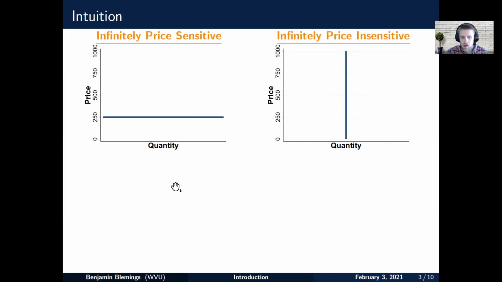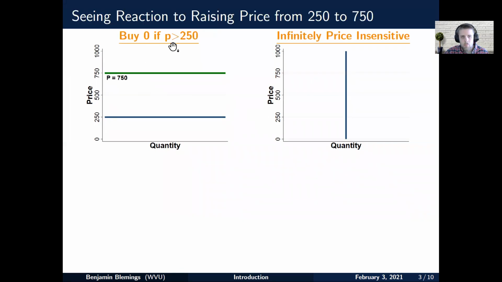So the intuition behind this is that in a perfectly elastic demand curve, this individual is infinitely price sensitive. If the price goes above like 250, then they'll buy nothing, and if the price goes below 250, then they kind of buy everything. Whereas somebody who's infinitely price insensitive, like somebody buying a life-saving drug might be, has this perfectly vertical line. I'm going to show you what these kind of mean. So if the price is greater than 250, so if the price is 750 compared to 250, you're going to buy zero.